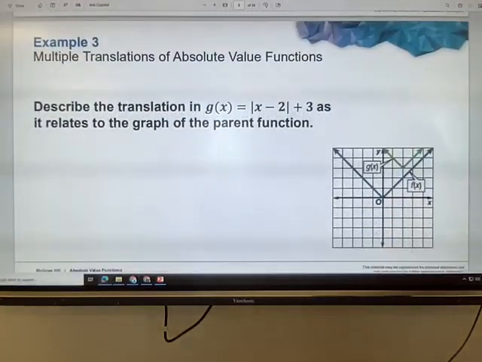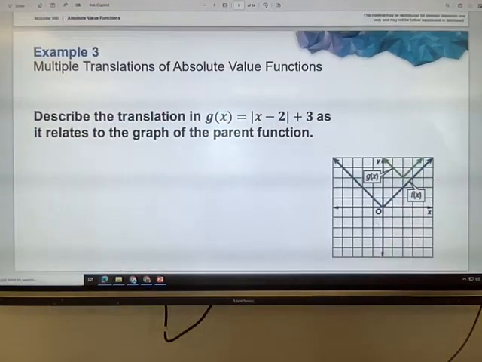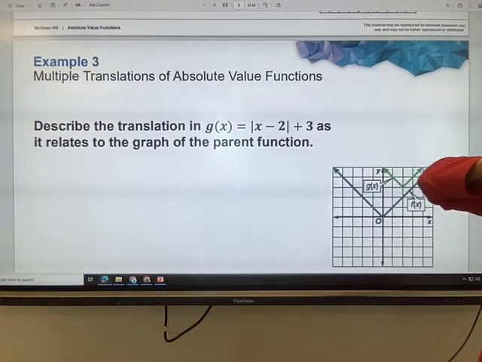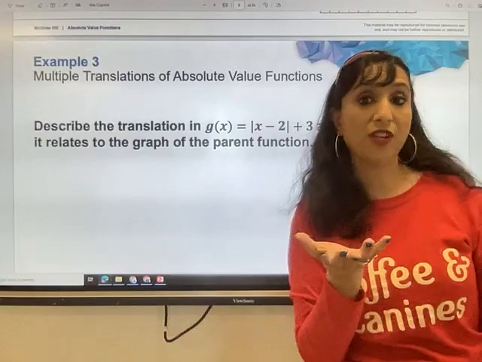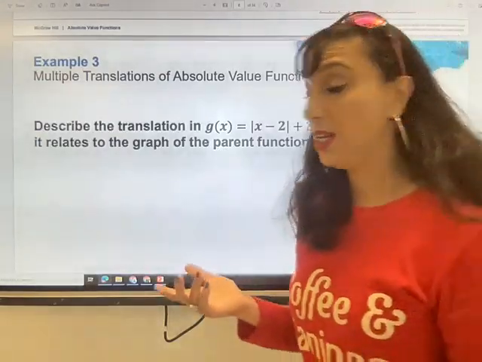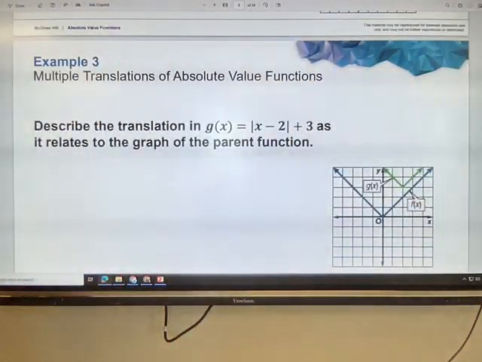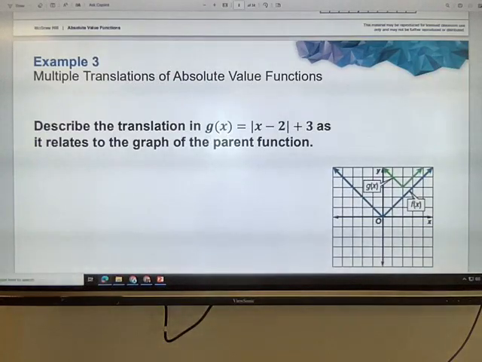So, let's do this one. Okay, now we have multiple ones over here. That means we can have vertical and we can have horizontal in the same function. So, let's look at this one.